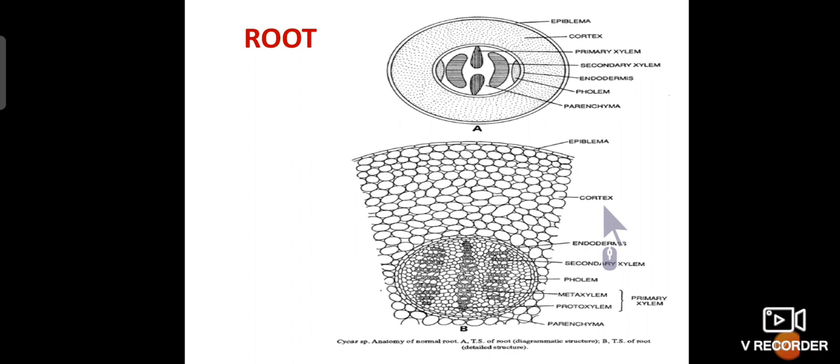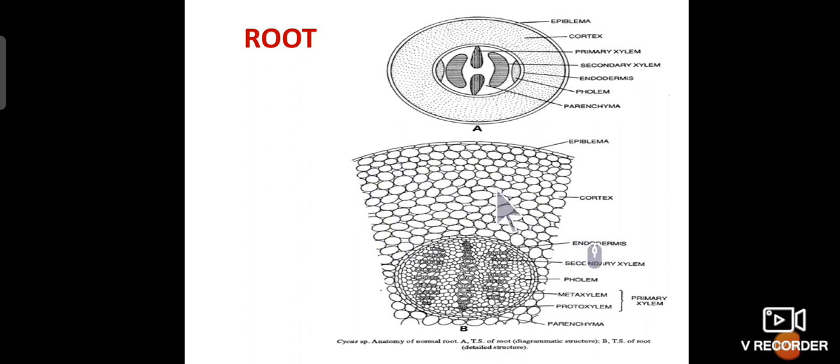The epidermis is followed by the cortex, consisting of thin-walled parenchymatous cells, and these cells of the cortex are filled with starch grains, scattered everywhere in the cortex. Scattered in the cortex are also a few dark brown tannin cells. So remember, in the cortex there are starch grains as well as tannin cells.